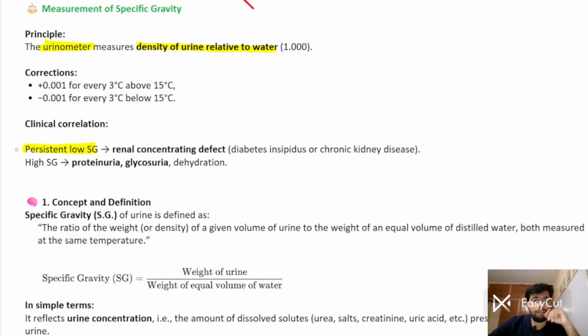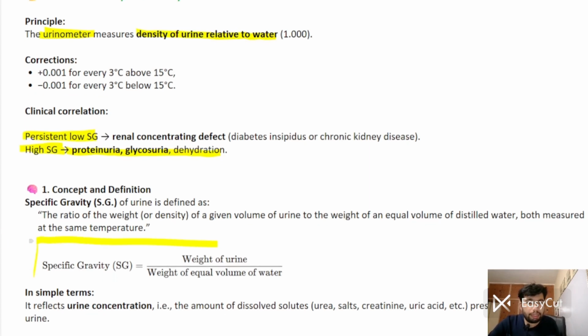Low specific gravity will indicate renal concentrating defects, like in case of diabetes insipidus and chronic kidney diseases. In case of high specific gravity, it will indicate proteinuria, glycosuria, and dehydration. I have already discussed this. Okay, this is the concept of specific gravity.